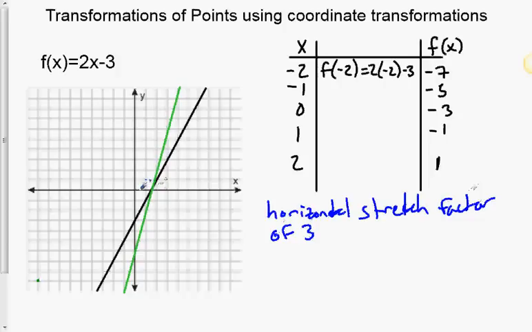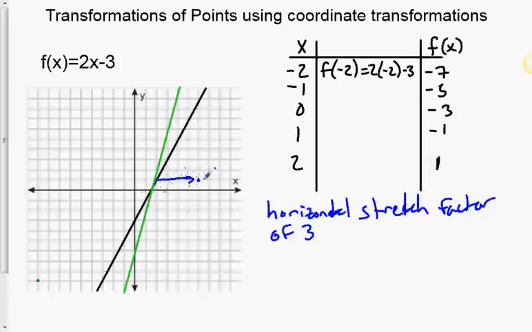In this case, we're going to do the same thing, except the distance away from the y-axis is going to get multiplied by a factor of 3. So if we take a look at the point 2, comma 1, that's actually going to become the point 6, comma 1. So 1, 2, 3, 4, 5, 6, comma 1. It'll be this point here. So notice that this point has become this point here.